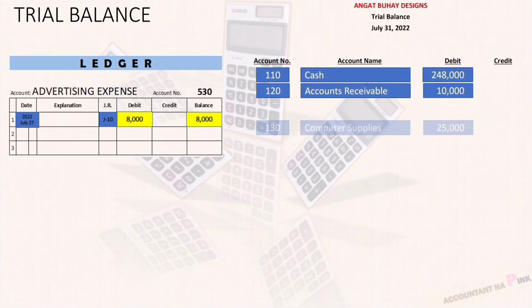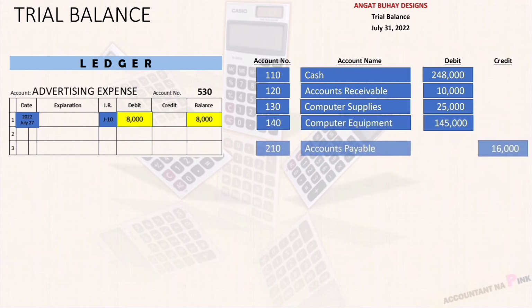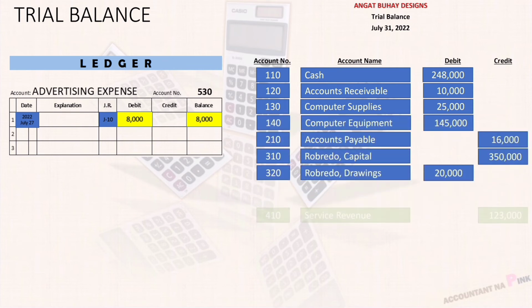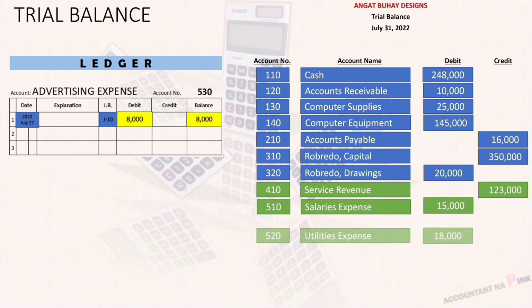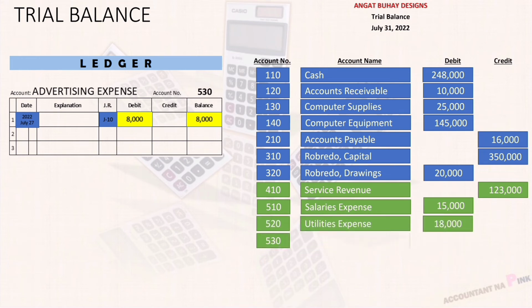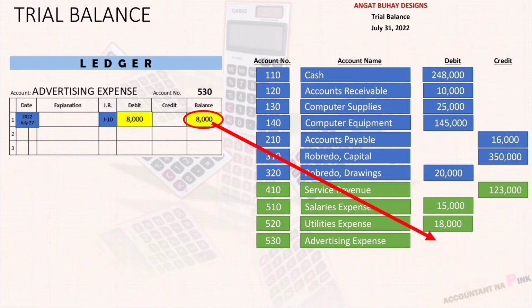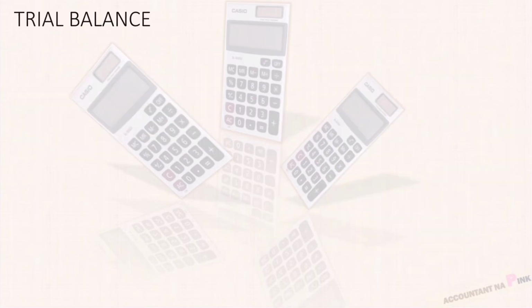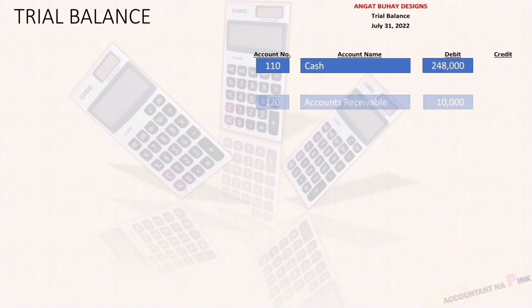Next ledger is advertising expense, account number 530. So the transaction occurred on July 27, J-10, journal reference page number 10, amounting to 8,000 pesos. So no adjustment, that's why it's the balance to be transferred from the ledger to the trial balance, 8,000 pesos. Under what column? Still under debit column. Why debit? Because expense account has a normal balance of debit.